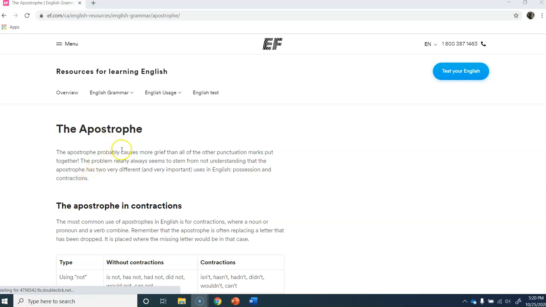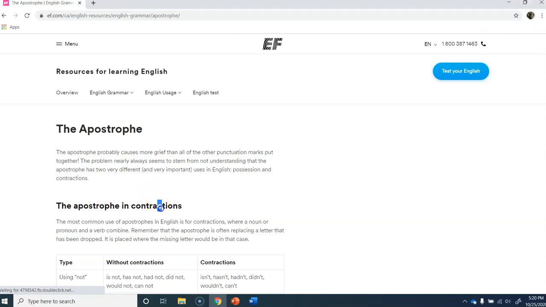And it claims that the apostrophe causes more grief than all of the other punctuation marks put together. I'm not sure I would agree. I think the comma is a little more difficult, but the apostrophe definitely is one that gives people some trouble. There's 2 very different and important uses for the apostrophe in English, and I mentioned those to you earlier, possession and contraction. Let's take a look at contraction first.